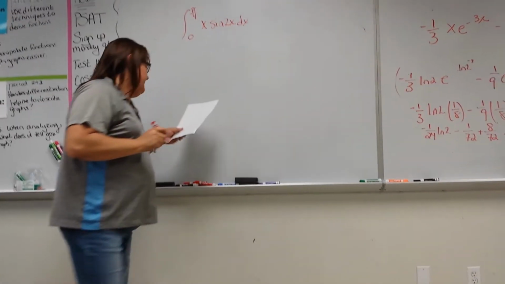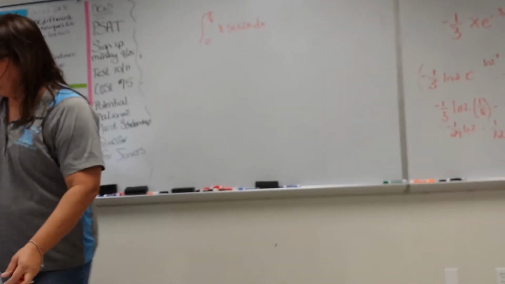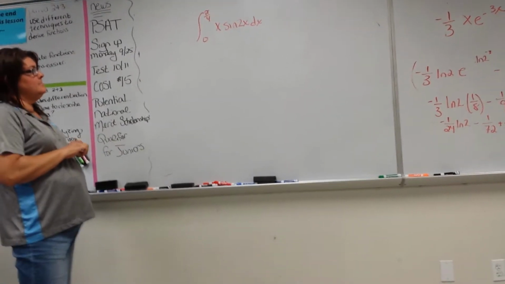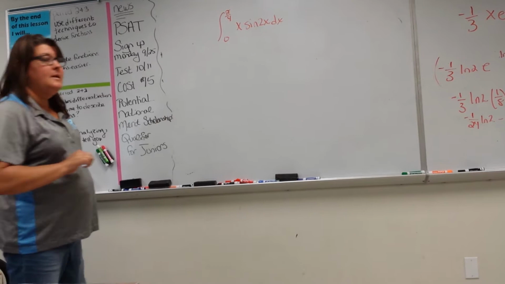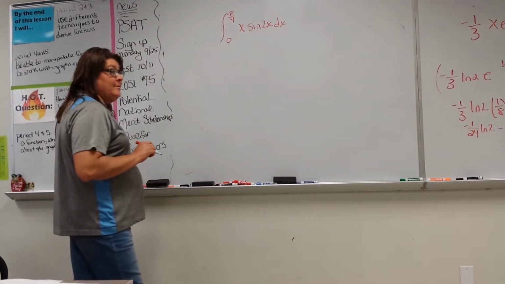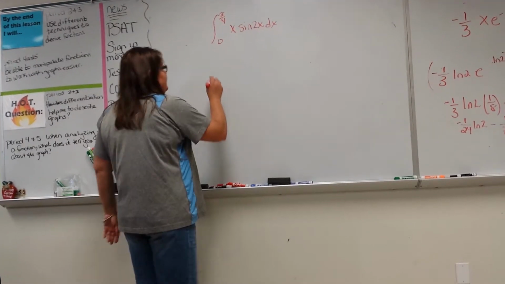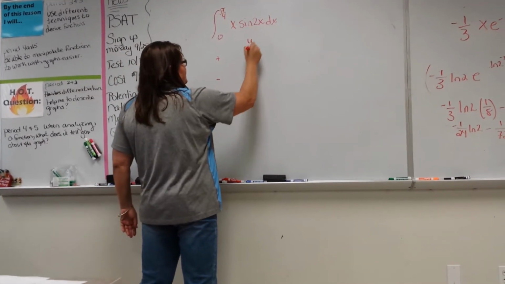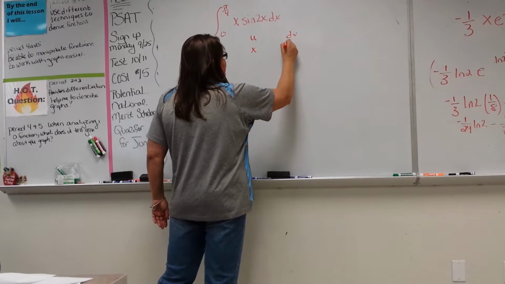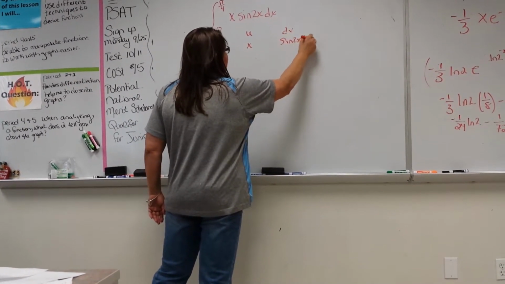Okay. Now what? Well, you can use the tabular method because you've got something that is derivable to 0. Yeah, so we're going to do the tabular method. Plus, minus, however many you need. Your u is x. Your dv is sine of 2x dx.